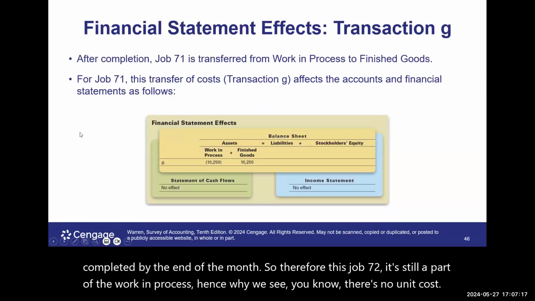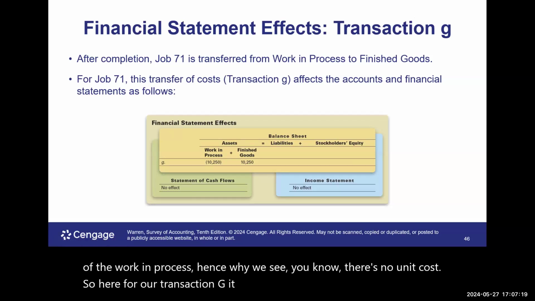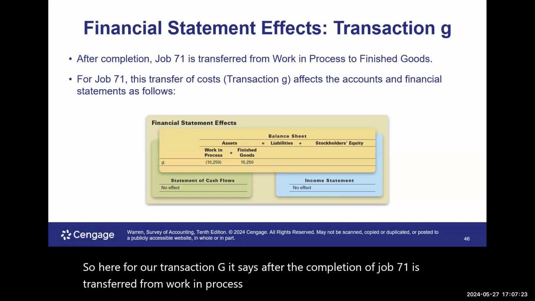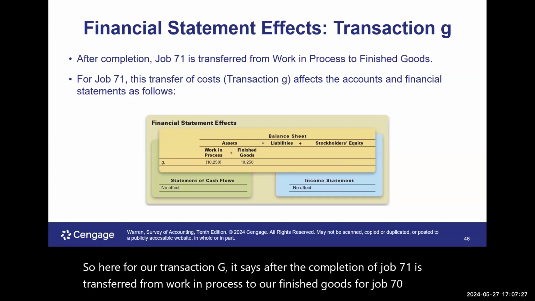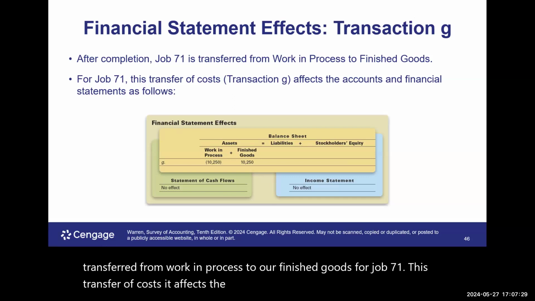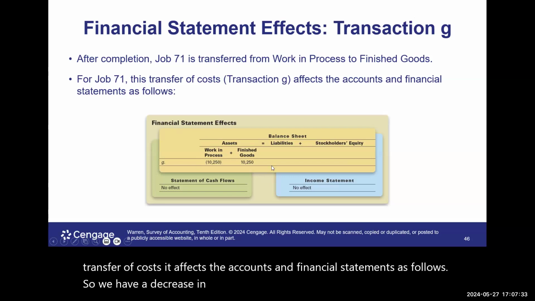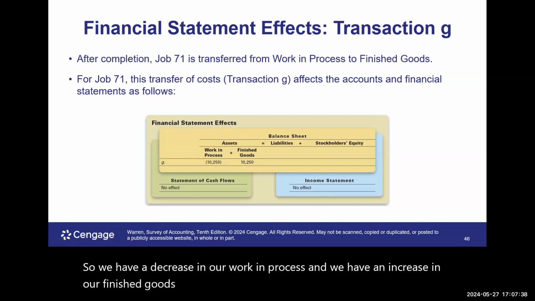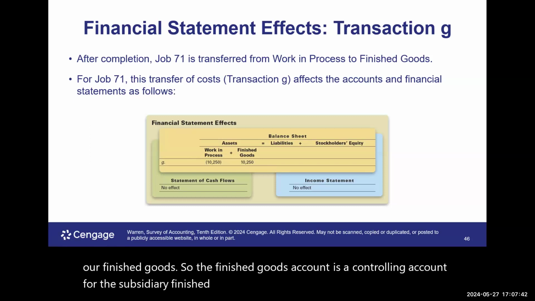So here for our transaction G, it says after the completion of job 71, it's transferred from work in process to our finished goods. For job 71, this transfer of costs affects the accounts and financial statements as follows. So we have a decrease in our work in process, and we have an increase in our finished goods. So the finished goods account is a controlling account for the subsidiary finished goods ledger or the stock ledger.